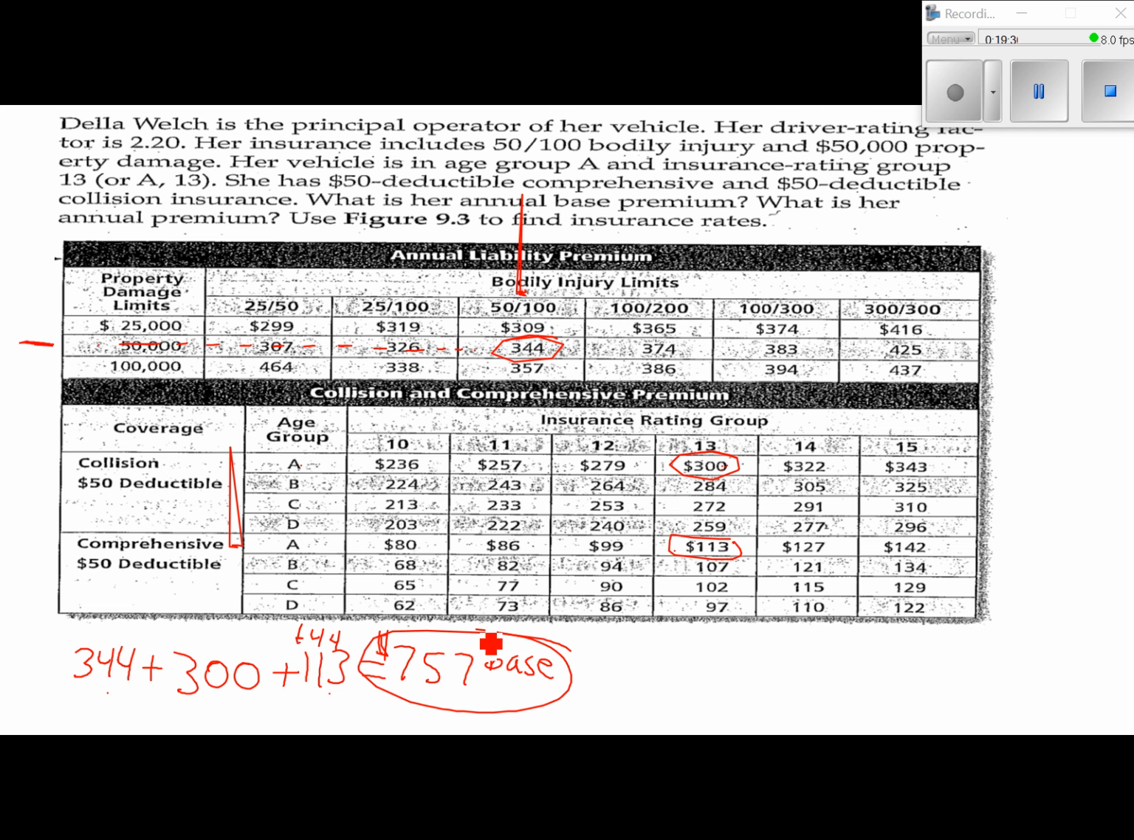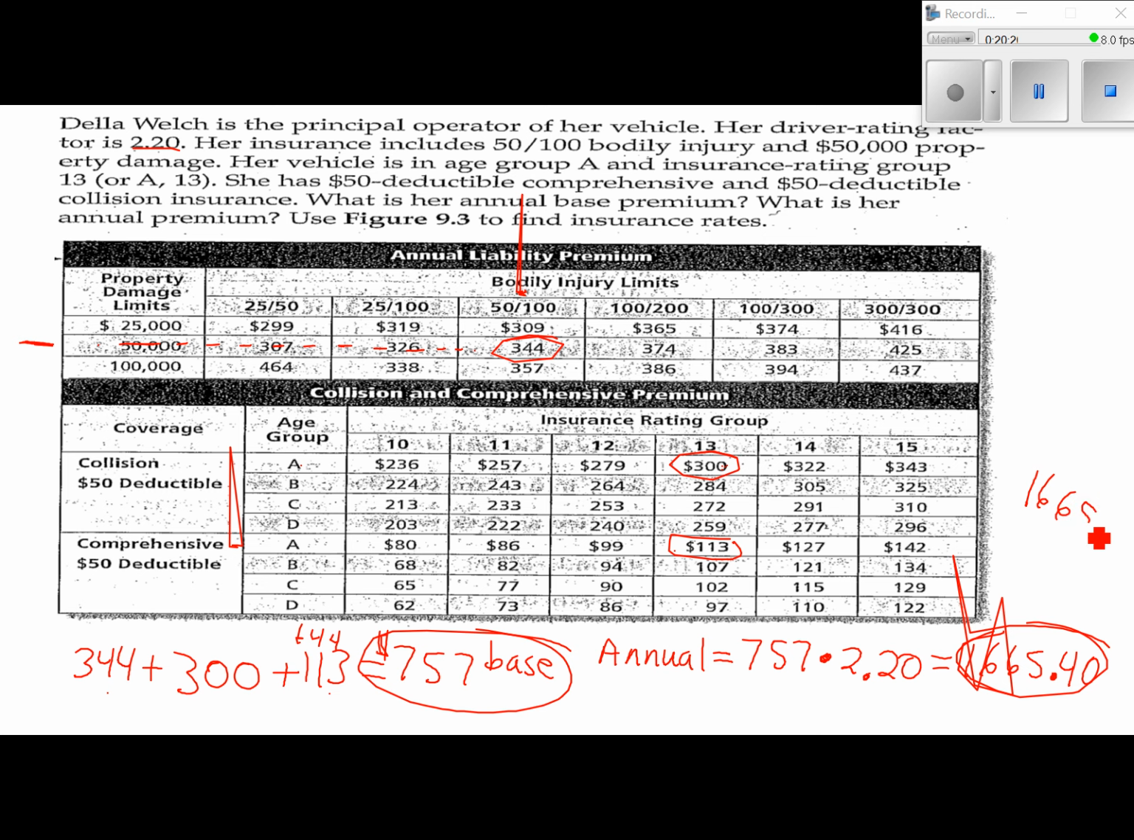And the way we find her annual premium is we take that base premium, 757, and we times it by her driver rating, which they told us was 2.20. So if you grab your calculator and you do that multiplication, 757 times 2.20, you end up with $1,665.40. That's how much she pays per year. I'm gonna rewrite that, $1,665.40. That's her annual premium.